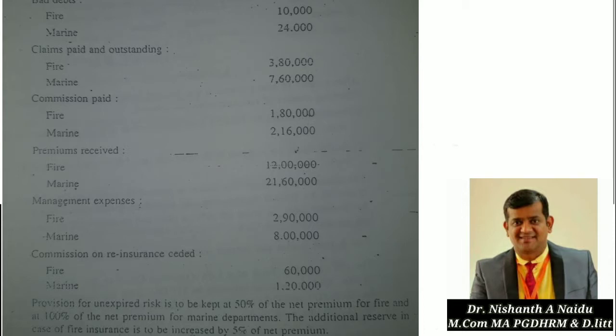The additional reserves in the case of fire insurance is to be increased by 5% of net premiums. So this is the problem. So we have to prepare the revenue account for both fire and marine insurance. So we will solve it.